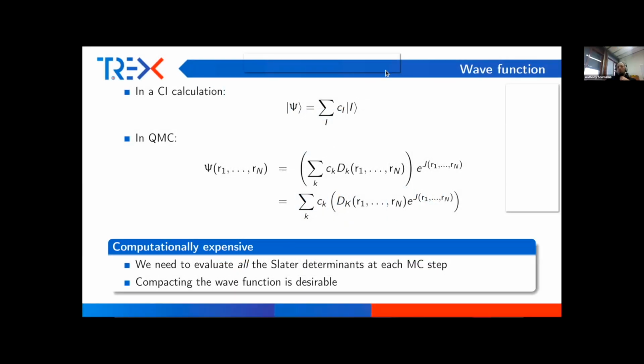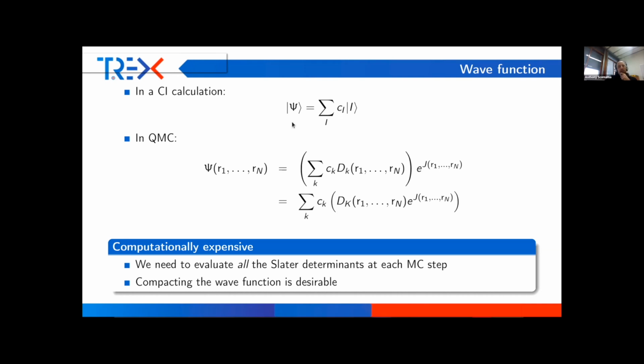Okay, so we'll speak about multi-determinant wave functions in QMC. Normally when you make a CI calculation, you try to optimize the CI coefficients that are in front of the determinants. So these are the parameters that change along the calculation.